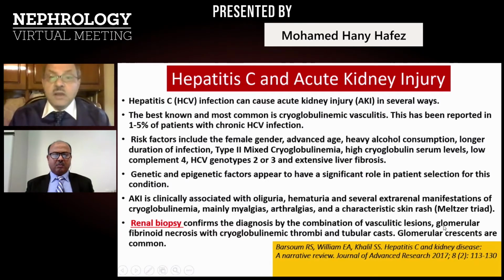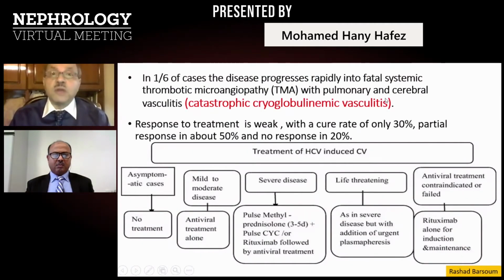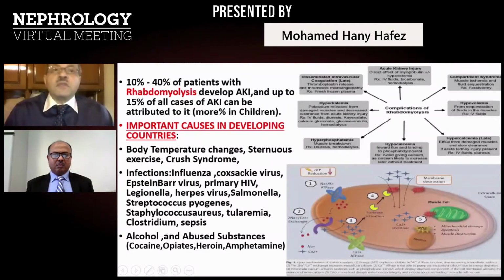the Meltzer triad. And actually, the treatment of this catastrophic cryoglobulinemic vasculitis was poor, with a cure rate of only 30% and partial response in about 50%, including sometimes measures that we cannot afford in the developing countries. But we give, of course, the antiviral treatment, pulse steroids, rituximab, if such expensive medication is available, and plasmapheresis in some cases.